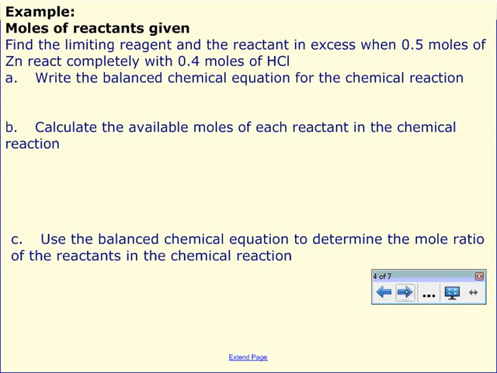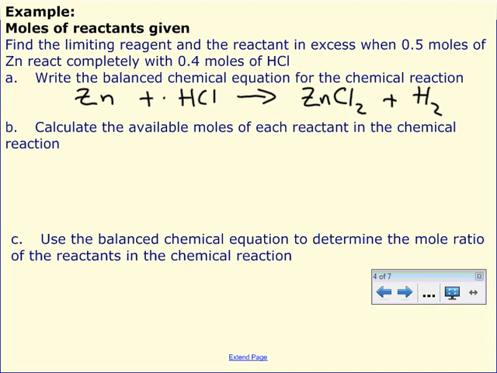So first thing, let's write out the balanced chemical equation for this reaction. So I have zinc and I have HCl. Let me give a little bit of space because I'm going to come back to it. Zinc plus HCl, well, this is a single displacement reaction. I'm going to make zinc chloride and hydrogen gas. So right off the bat, pretty easy to balance. I'll just throw a 2 in front of the HCl. And everything else is balanced. I'm good.